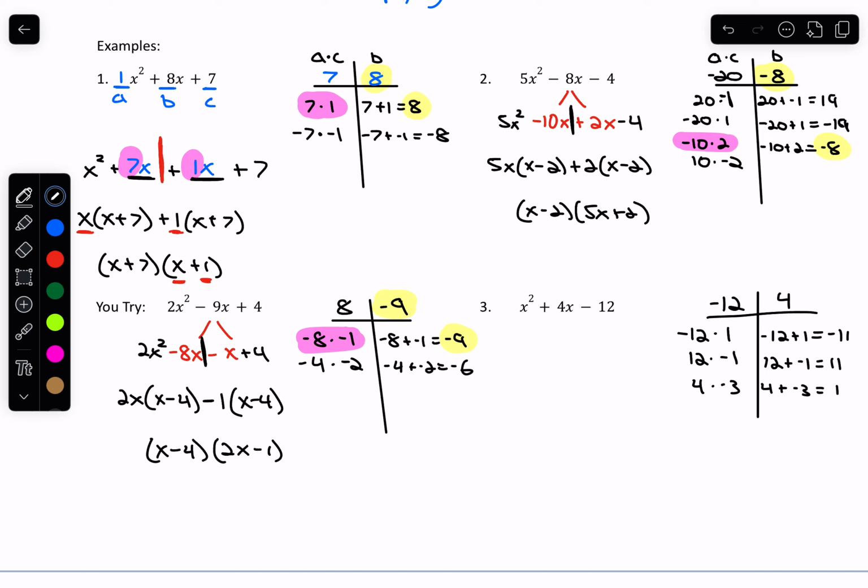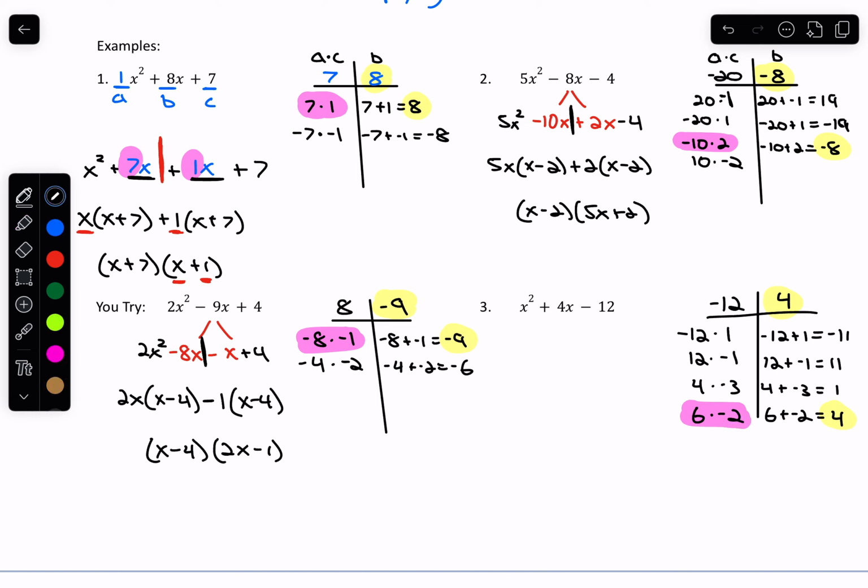In this case, we're going to end up choosing 6 times -2. And 6 plus -2 gives us 4. So that is our magic number. Those added together to be the B term. And so we will choose 6 and -2 to split the middle with.